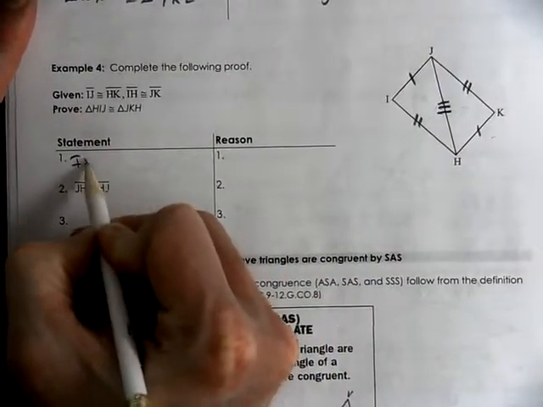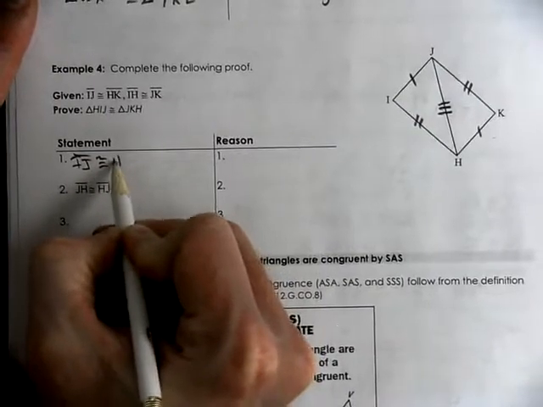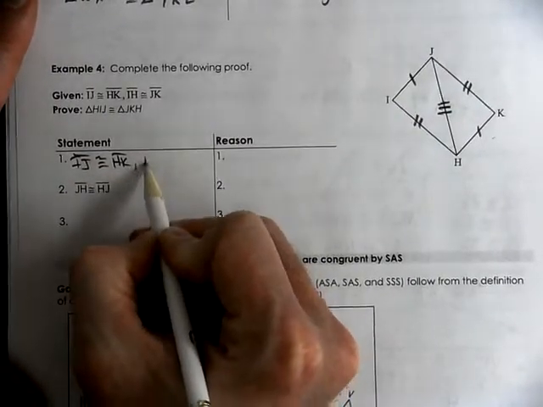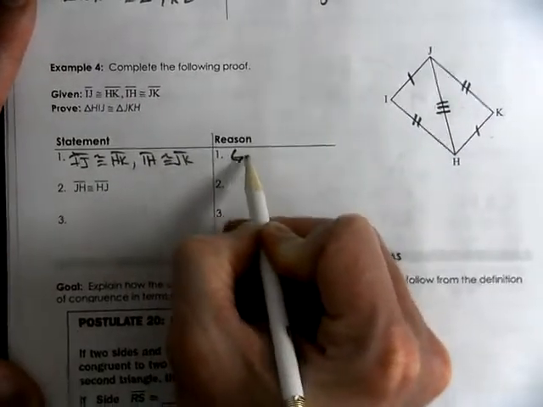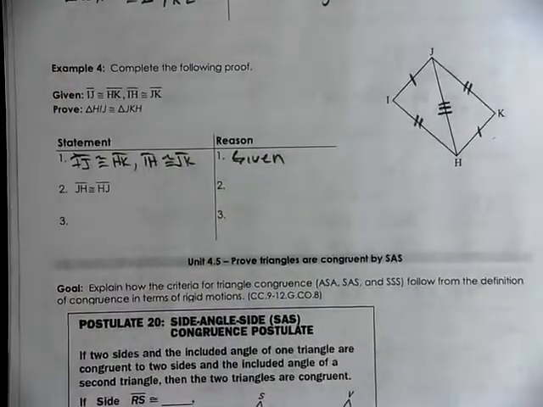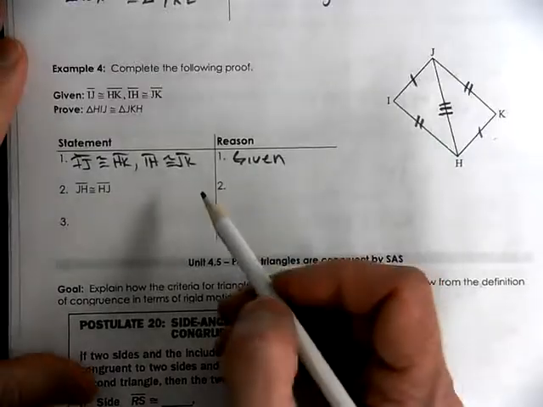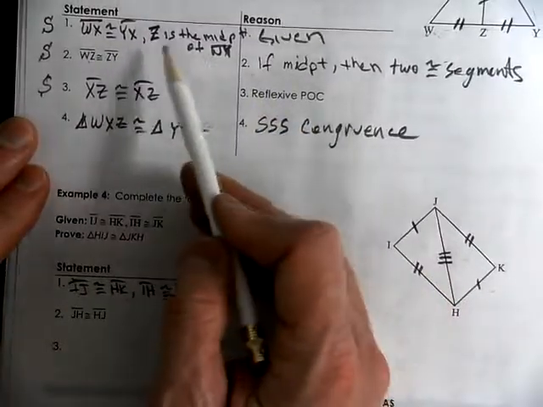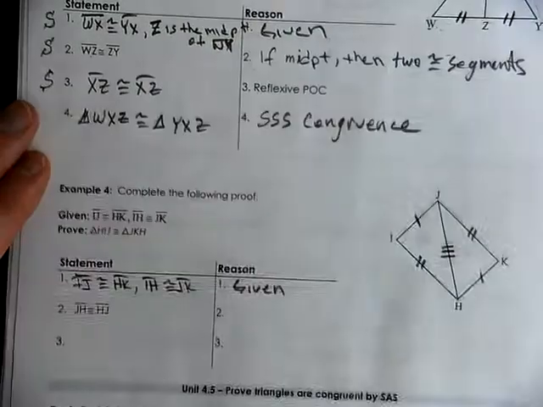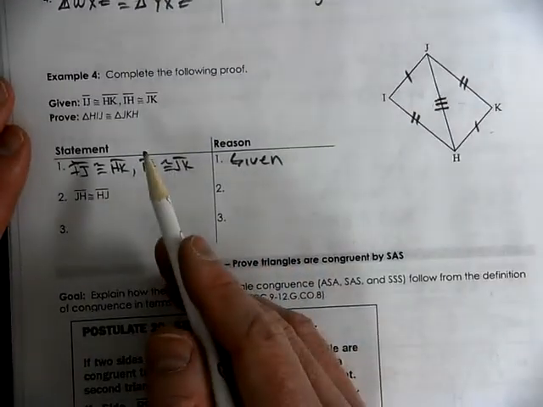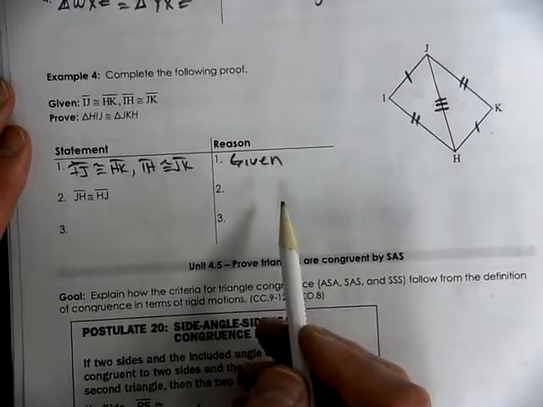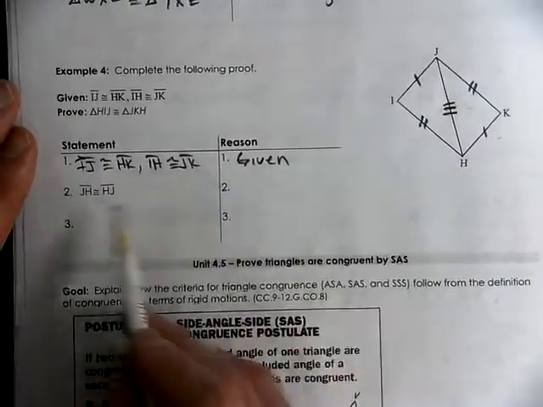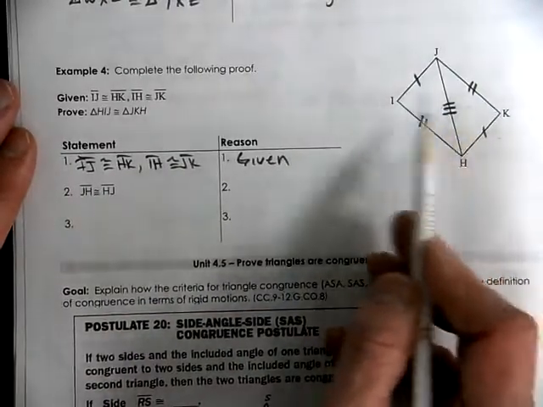So we have IJ congruent to HK. And I have IH congruent to JK. That's my given information. That's where that came from. Now, notice in the previous example, we had something called the midpoint. We don't have that type of statement here. Nothing says that we have a midpoint. So we're not going to talk about midpoints. We don't have that. But I do have this side that's the same in both triangles.